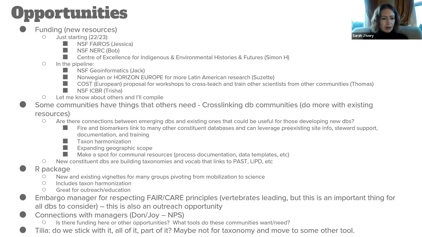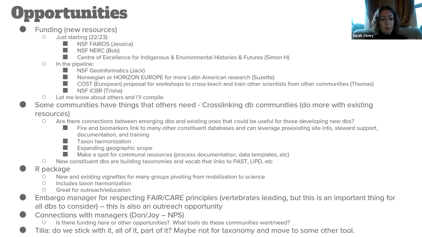Another opportunity: the embargo manager for respecting these CARE principles. Vertebrates and Jessica seem to be leading this, but it might be an important thing for other databases to consider as well, because this does actually seem like a really important outreach activity or opportunity.